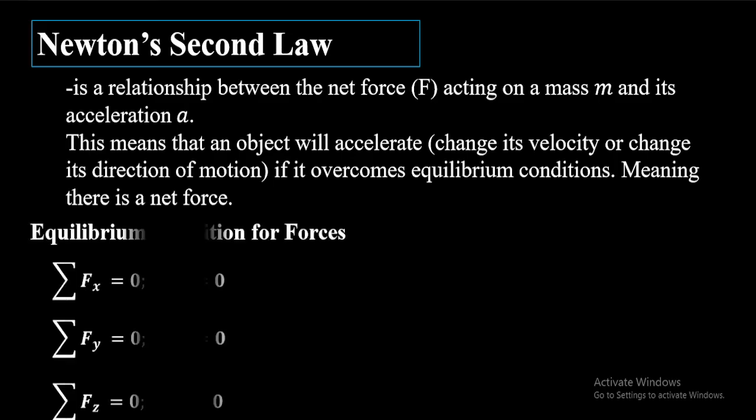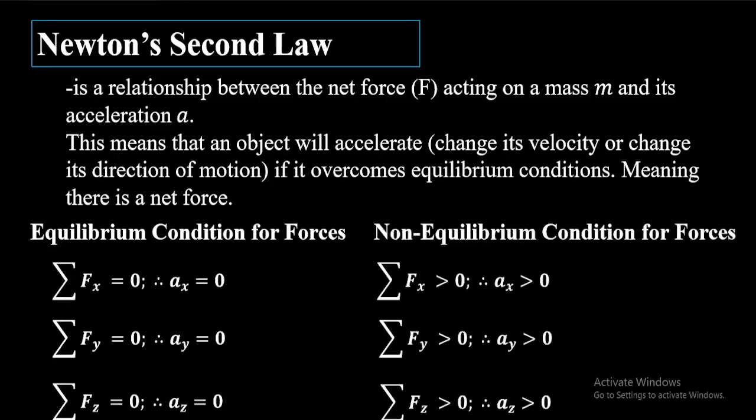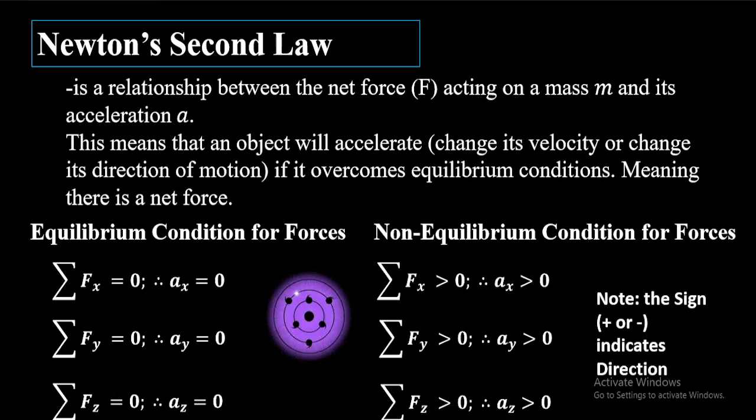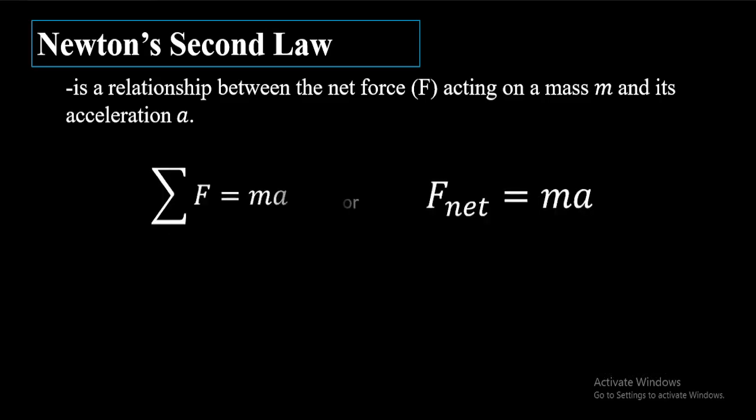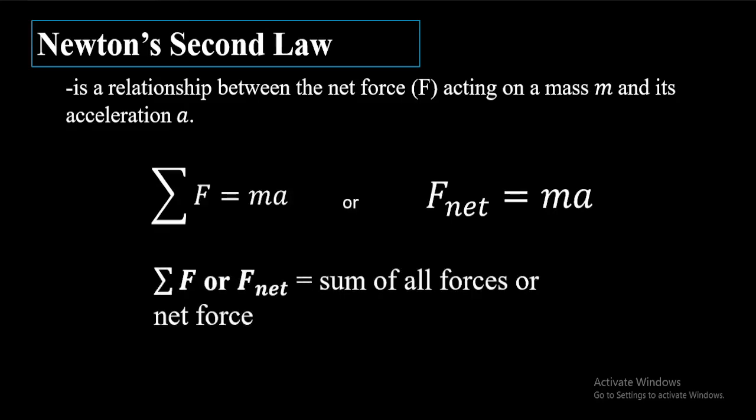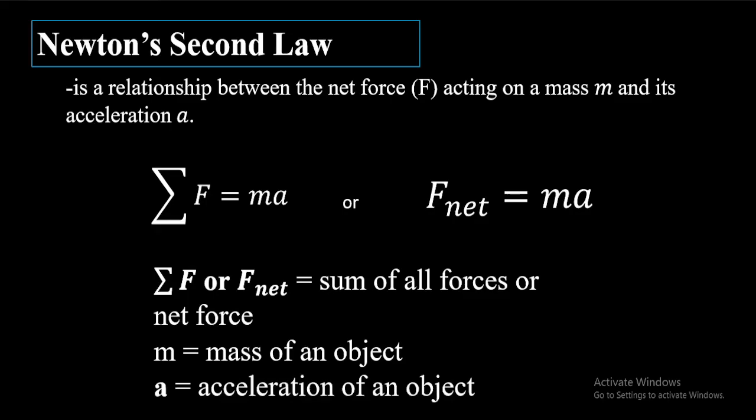Here are the equilibrium conditions. Here are the non-equilibrium conditions. Take note that the positive or negative sign may indicate the direction of the net force present, or acting along their respective axes. The mathematical form of Newton's second law, relating the force, mass of the object, and acceleration is given by F net = m a, where F net is the net force, m is the mass, and a is the acceleration.